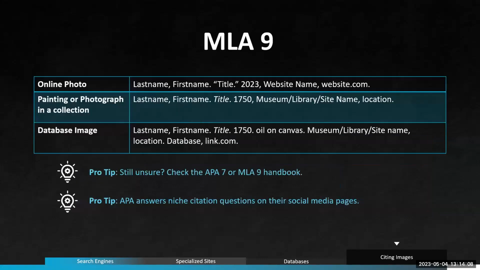MLA citations are slightly trickier. MLA 9 has slightly different requirements for images depending on whether it's an image that you found online from a search engine, an image you found from a museum or library collection website, or an image you found in a database. So, each of our 3 categories.